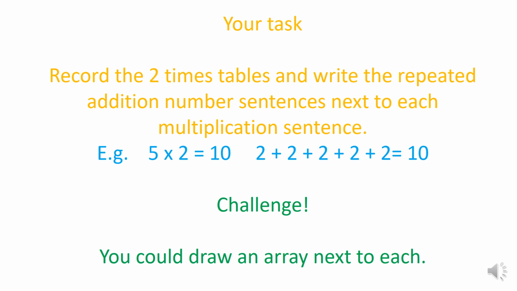5 times 2 equals 10. 2 plus 2 plus 2 plus 2 plus 2 equals 10, because that's our repeated addition number sentence. And if you find that a little bit too easy, you can have a go and challenge yourself by drawing some arrays next to each. Remember, these are pictures, so you could use pictures or counters, cubes, shapes, whatever you like, but you have to organize them neatly in rows and columns so that we can see the equal groups.